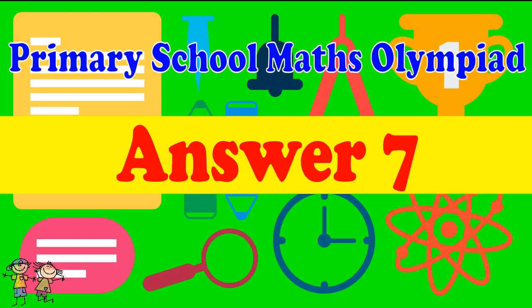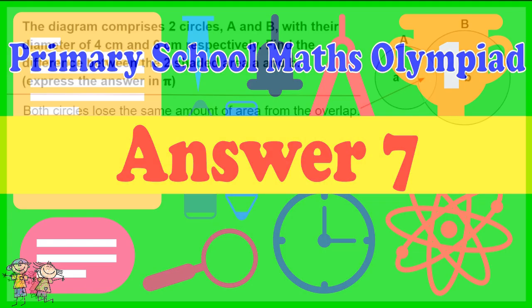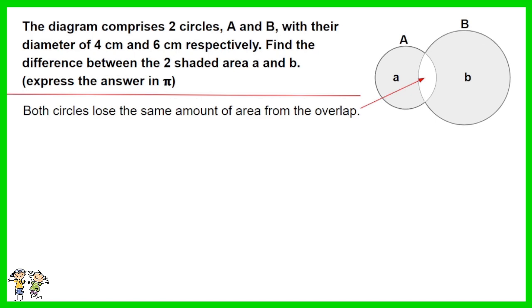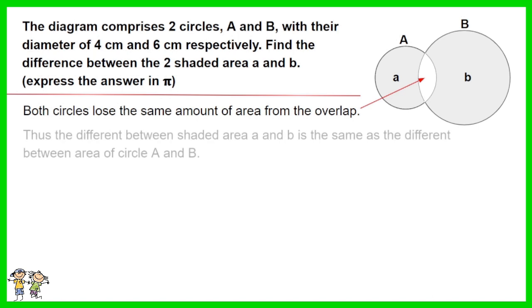Answer for question 7. Both circles lose the same amount of area from the overlap. Thus the difference between shaded area A and B is the same as the difference between area of circle A and B.